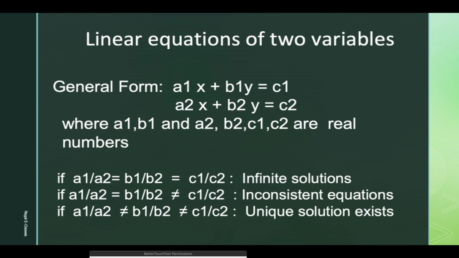If a1/a2 = b1/b2 but not equal to c1/c2, then these equations are not consistent and they are called inconsistent equations. If a1/a2 is not equal to b1/b2, then the equations are independent and they have solutions.